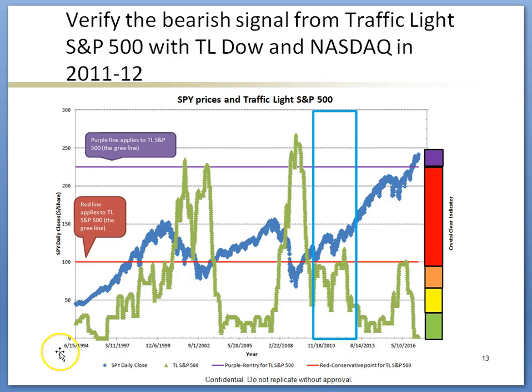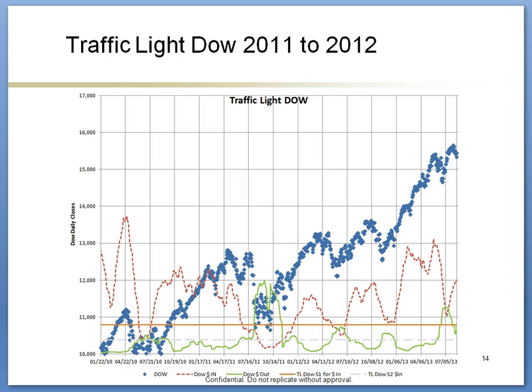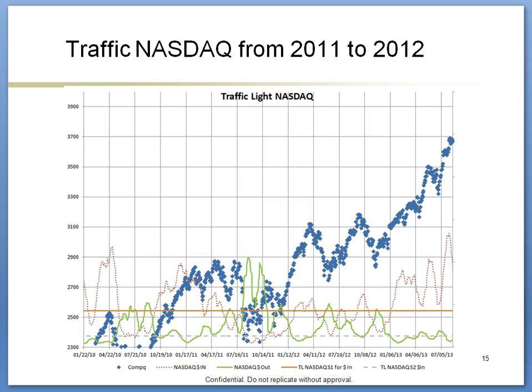Let's review the period in 2011 to 12, identified in this blue rectangle. As you can see, the bearish posture was brief, and the bullish posture took over by a bullish crossover, as shown here, and the money inline, the red dashed line, stays above the money outline. A similar trade can be observed in traffic light NASDAQ.